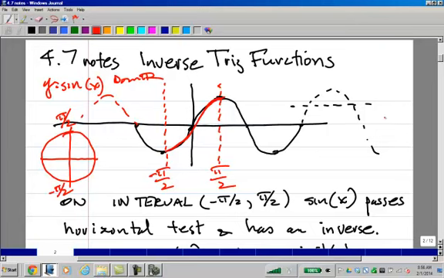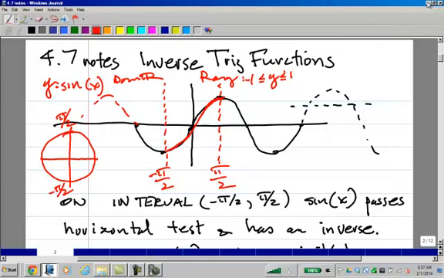So here's the x-axis. The domain is all reals for the sine function, but the range is y less than or equal to 1 and greater than or equal to negative 1, right? You can't have a sine, or a cosine for that matter, that is anything other than a number between 1 and negative 1.